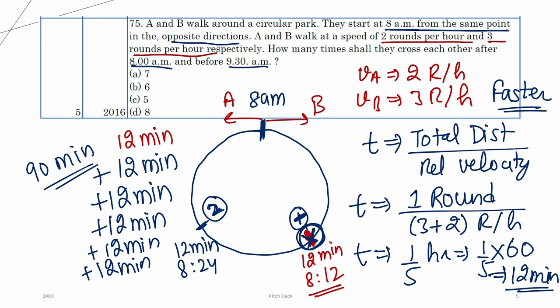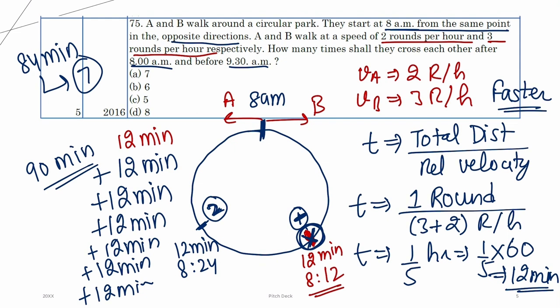12 6s are 72, and again 12 7s are 84. So after 84 minutes, how many times have they met? They have met 7 times. Right? 12 7s are 84. So after 84 minutes, they have already met 7 times.